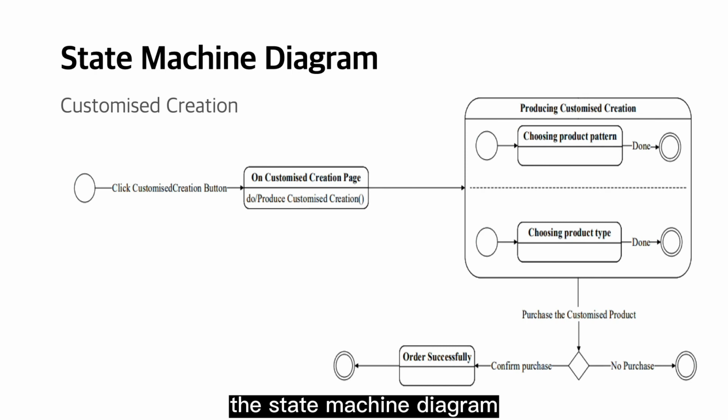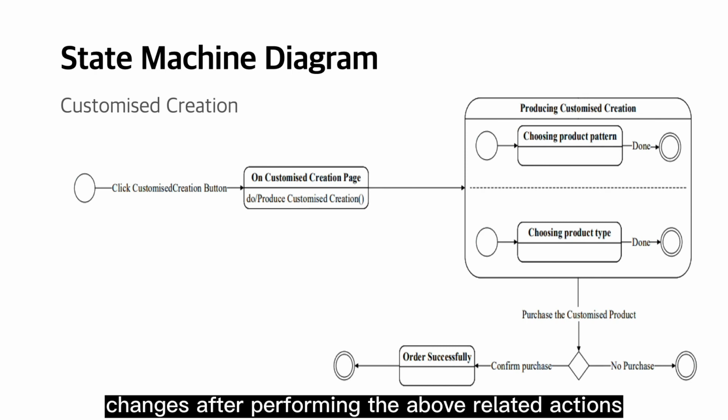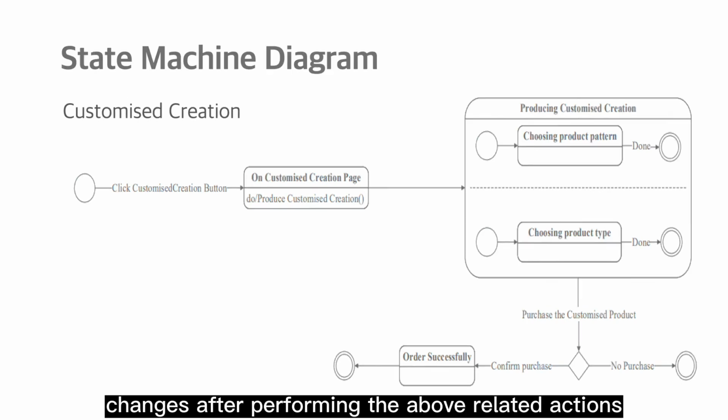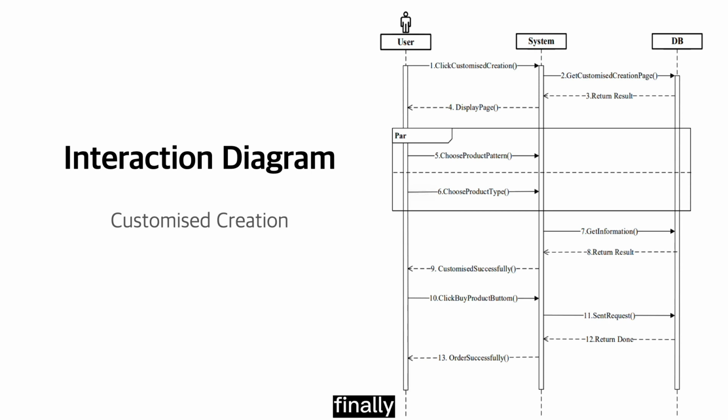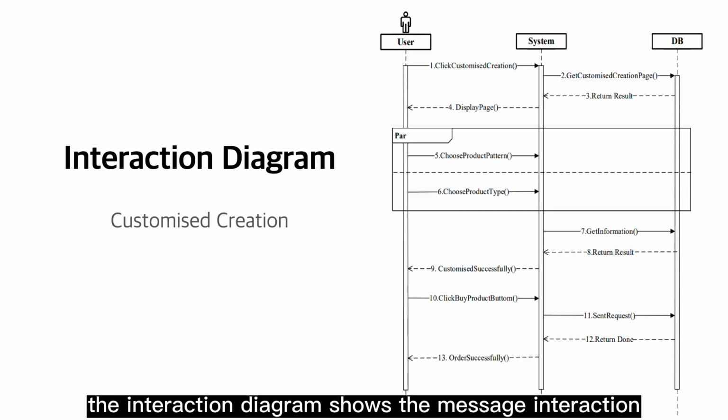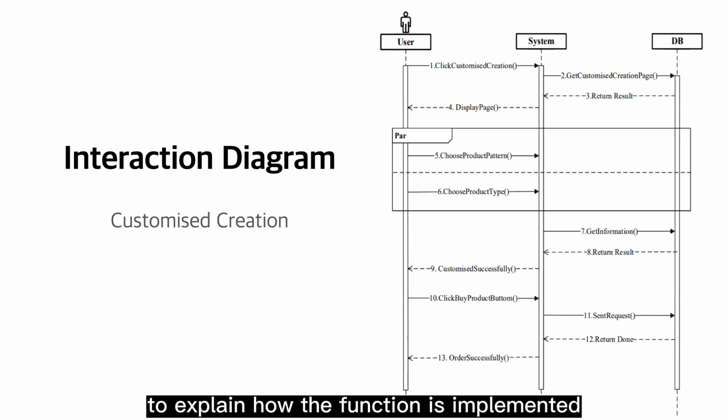The state machine diagram shows the state changes after performing the above related actions. Finally, the interaction diagram shows the message interaction to explain how the function is implemented.